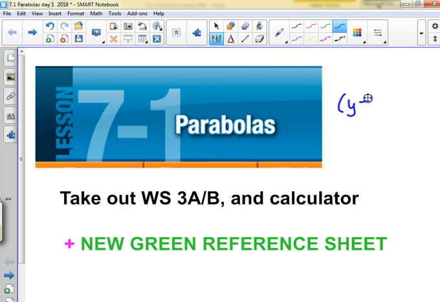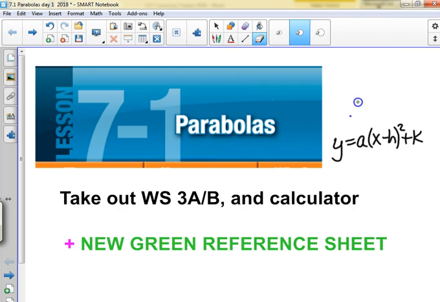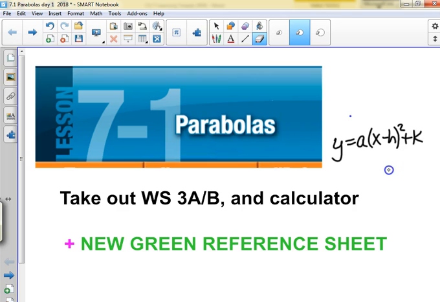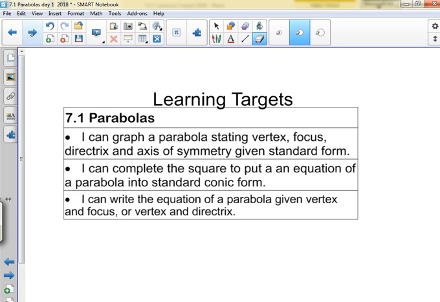this. Does that look familiar? What in the world is that? Okay. Vertex form, yes? Okay. We're going to move into what are called conics.